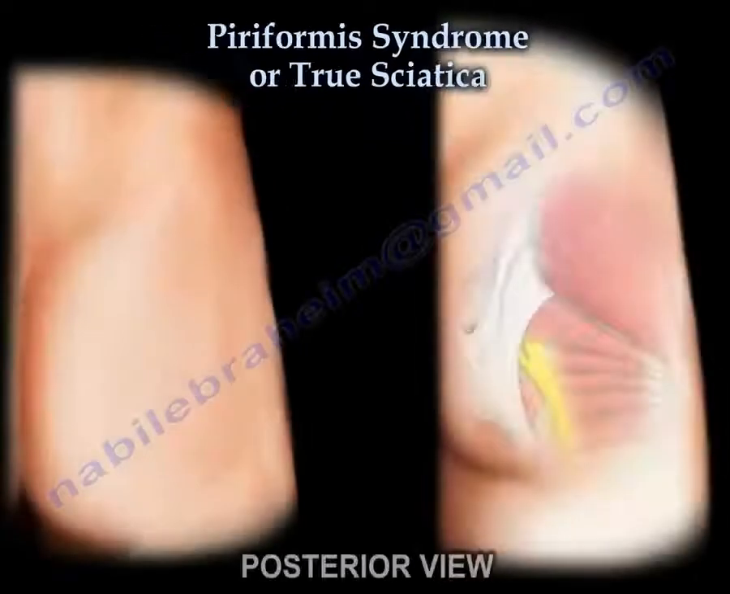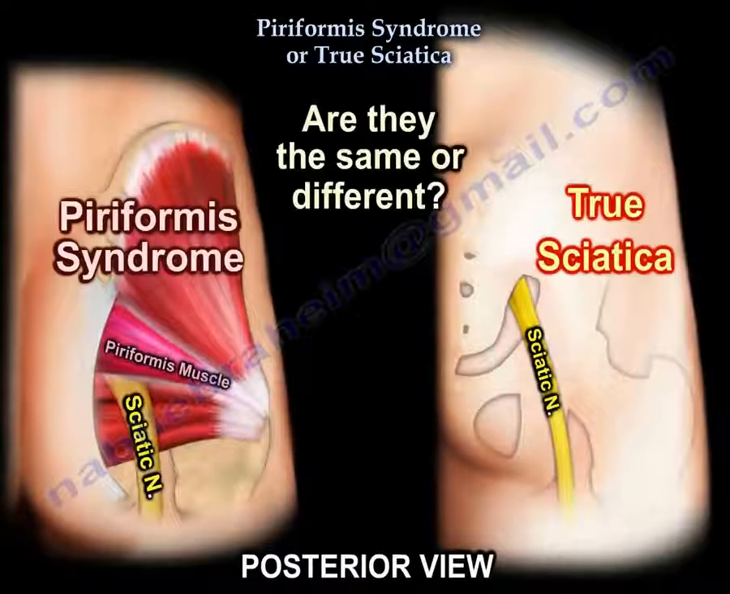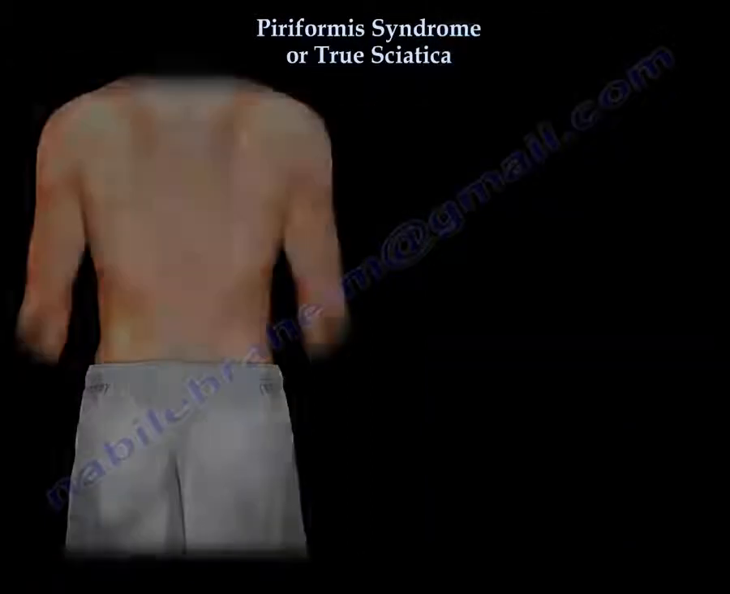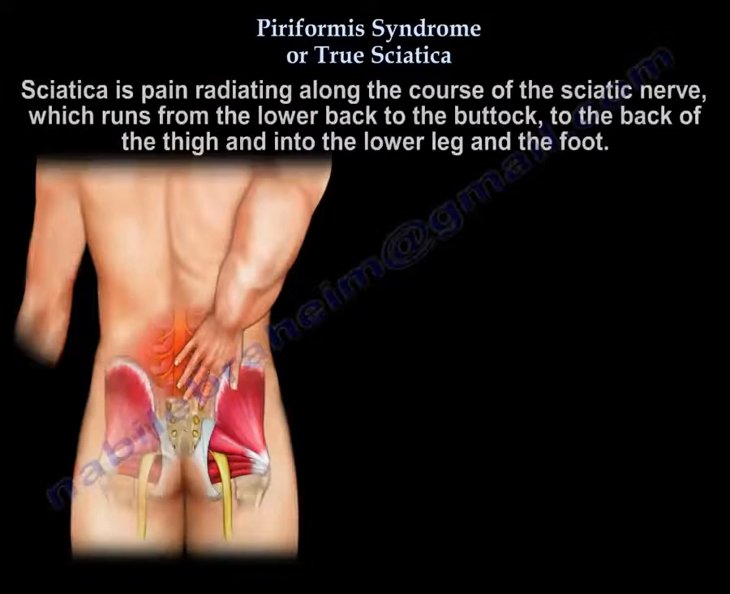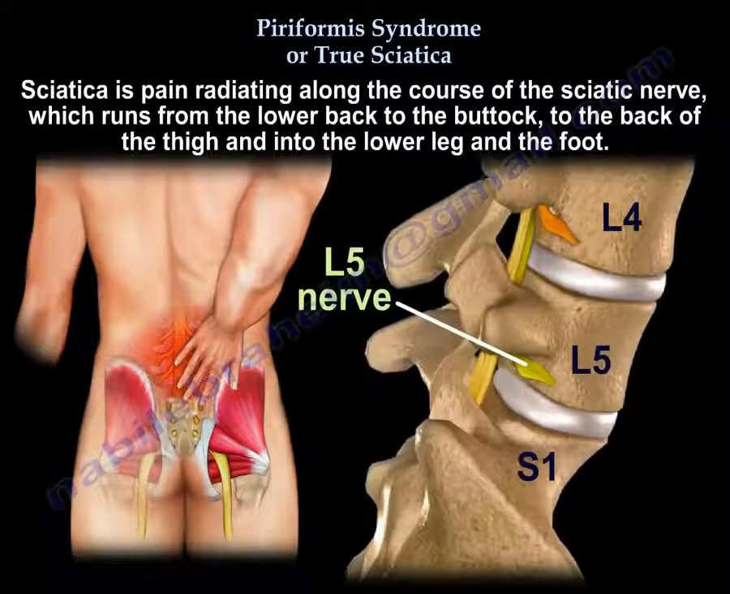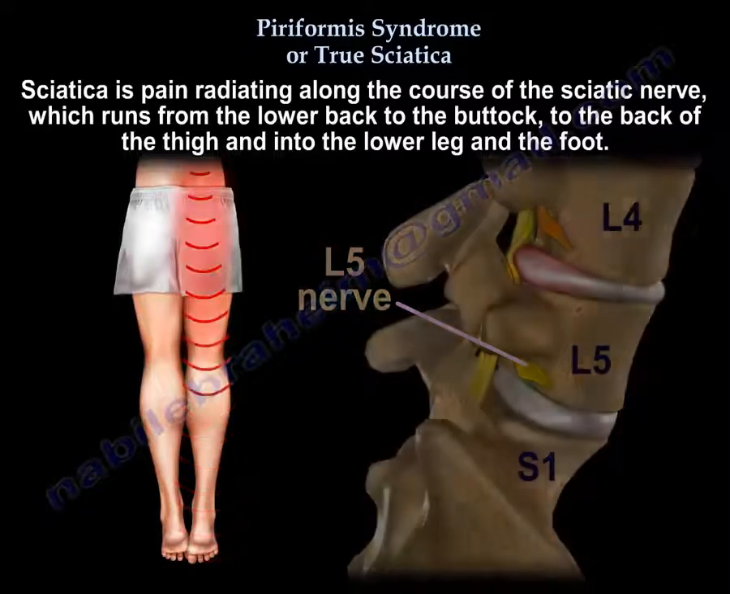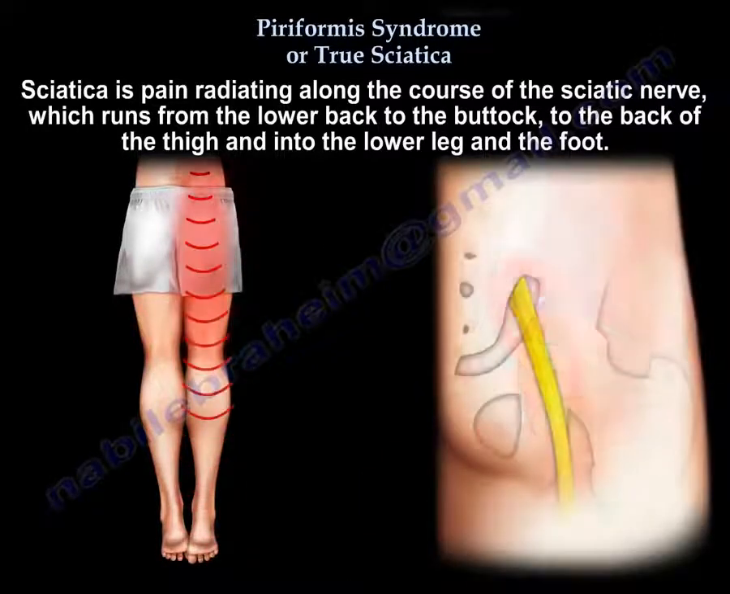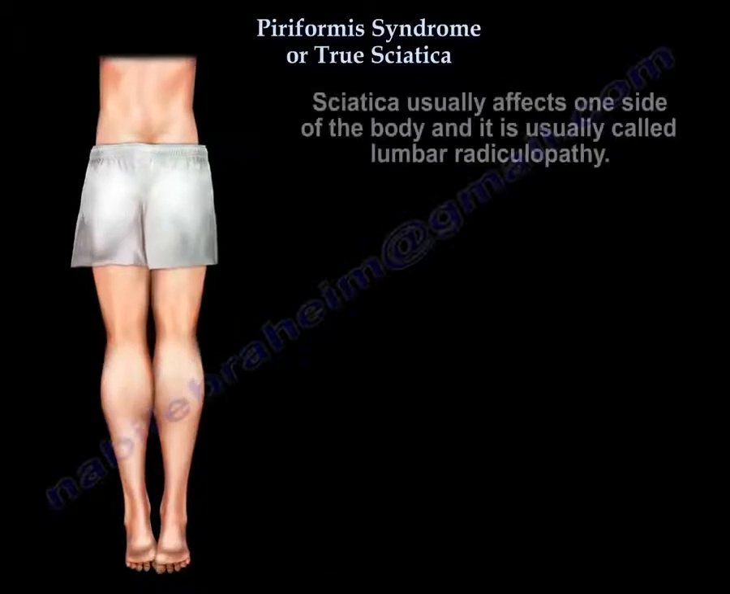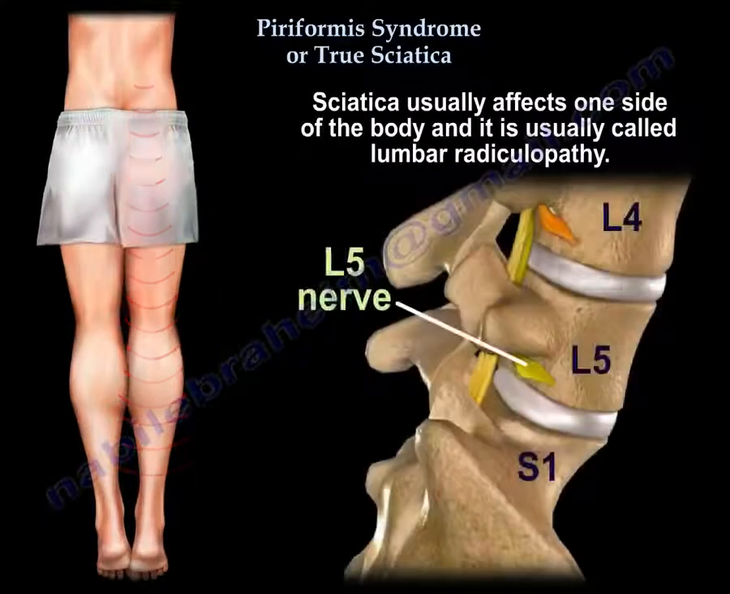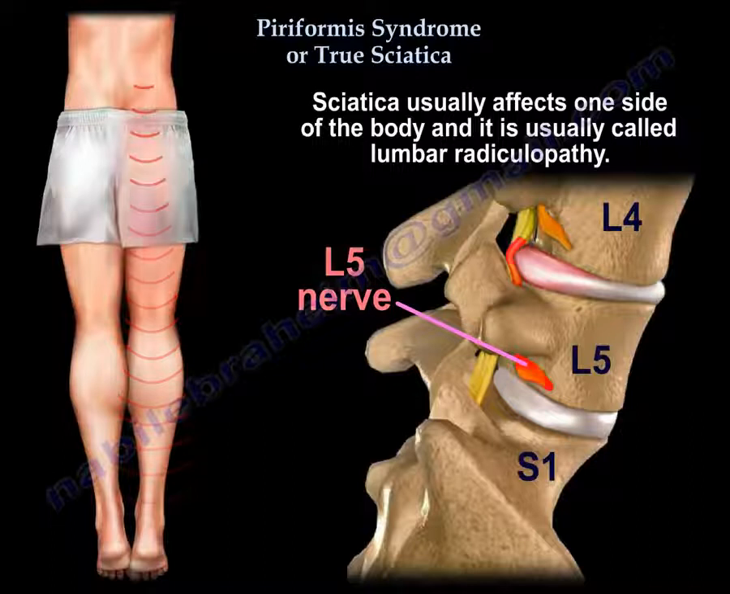Piriformis syndrome or a true sciatica? Are they the same or different? Sciatica means pain radiating along the course of the sciatic nerve, which runs from the lower back to the buttock and the back of the thigh and into the lower leg and the foot. It usually affects one side of the body, and they usually call it lumbar radiculopathy.